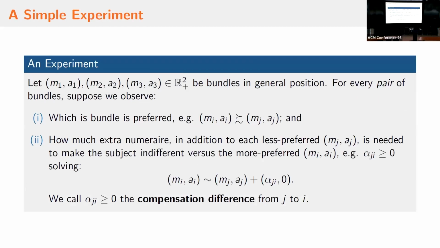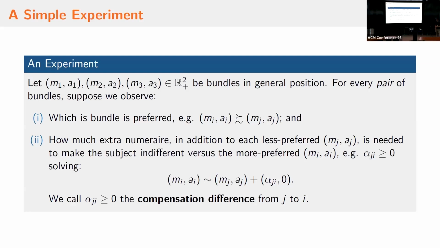And now for every pair of bundles, we're going to assume that we observe from the subject two different things. And this could all be elicited in a dominant strategy way, but just for today, let's assume that we observe two pieces of information. First, which bundle in a given pair is preferred to which other bundle. So this is a bog standard revealed preference observation on a binary choice set. But in addition, we're also going to assume that we observe how much extra money, how much extra numeraire good, will be needed in addition to giving the subject the less preferred bundle in a given pair in order to make them indifferent with receiving the more preferred bundle.